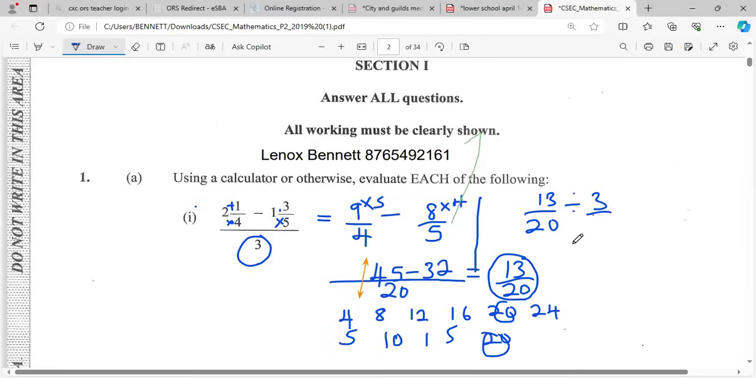Now we know the rule already. We write back the first fraction, which is the 13/20. Change the division to multiplication, but we have to reciprocate or invert. So 3/1 becomes 1/3. And of course, 13 times 1, that's 13. 20 times 3, 60. I notice some persons turn it to decimal. Well, you didn't have to do that.